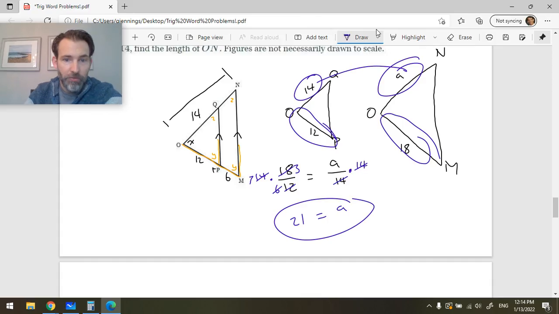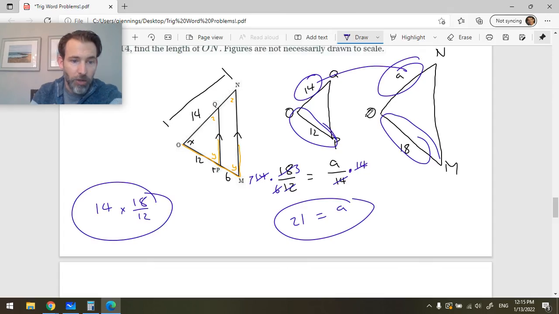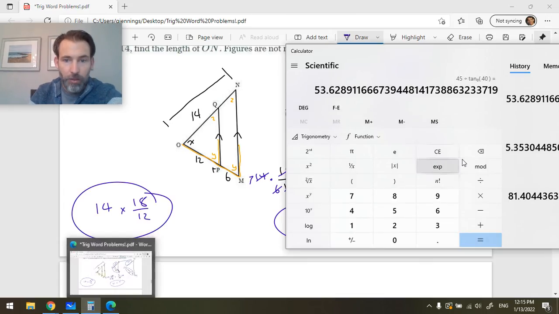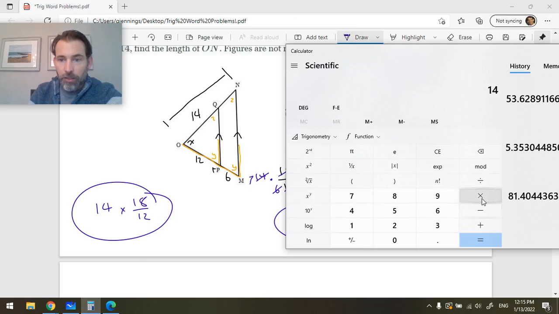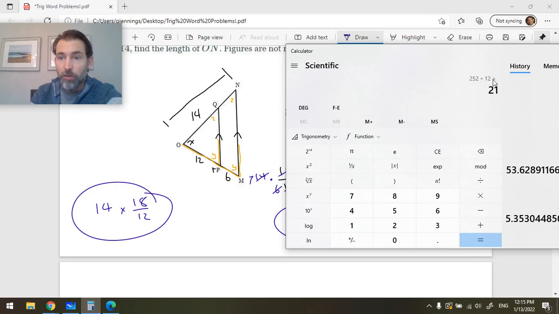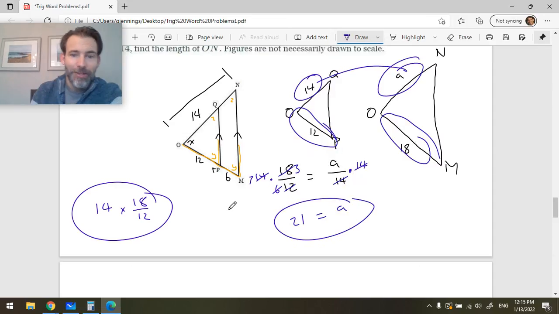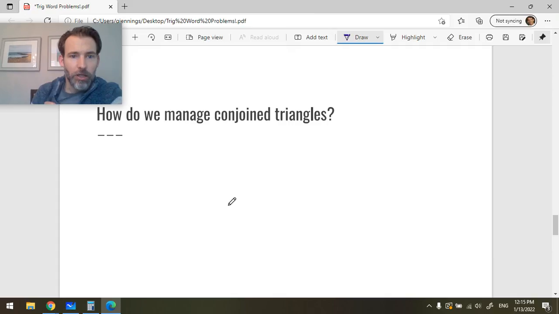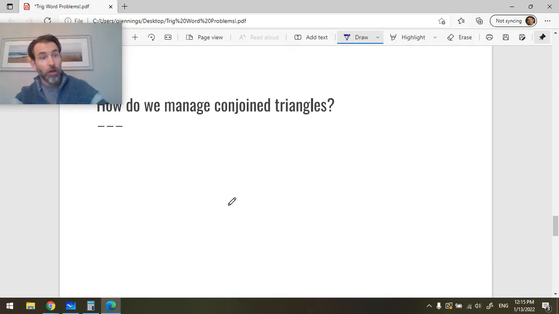Okay. That's just evaluating 14 times 18 over 12. And you'll find that that's 21. Watch. 14 times 18 equals a very big number that's hard to work with. Divide by 12 equals 21. There you go. That's how you do that. So that's like conjoined triangles. That's how I manage conjoined triangles, is I'm going to draw separate diagrams.